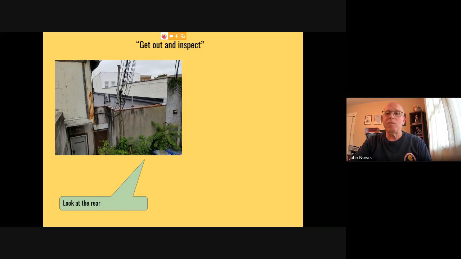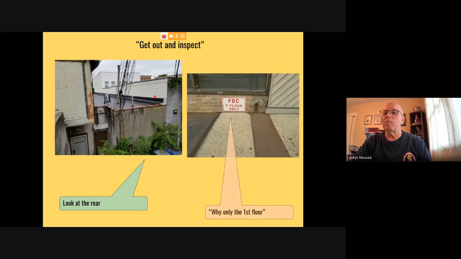Again, get out and inspect. What you see from the street may be totally different than what you see from the rear. So this is looking at the rear of this building, right? Not the building we were just in, but just down the street from it. And again, if you're out on the street, you don't know these windows are back here, right? So you may have apartments up here, but now what do you have? You have some type of roof access. You can get to the second floor. So get out there and inspect your buildings.